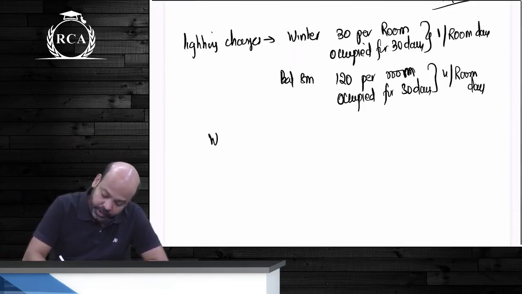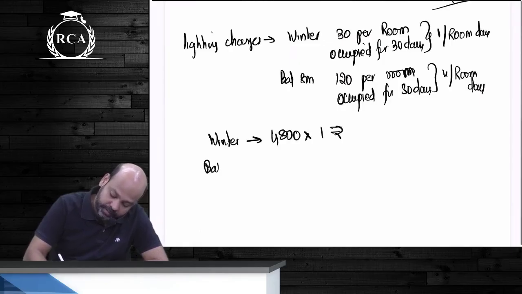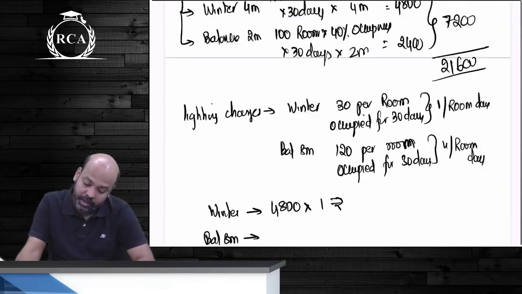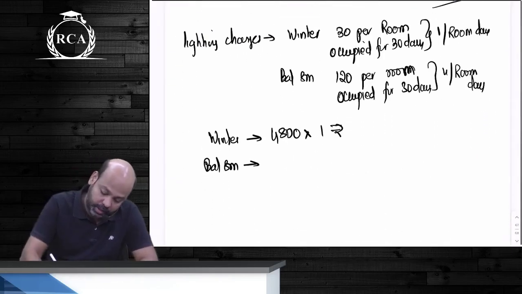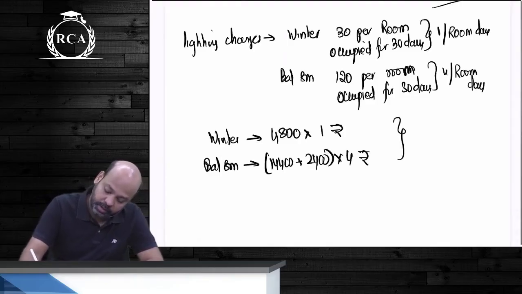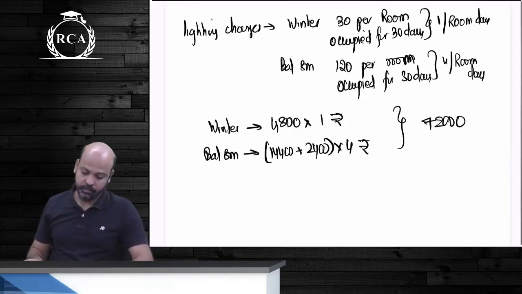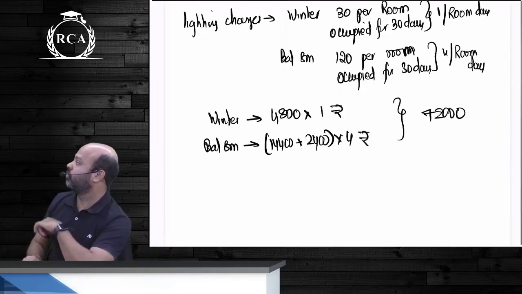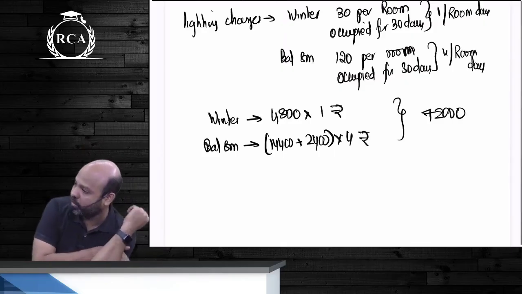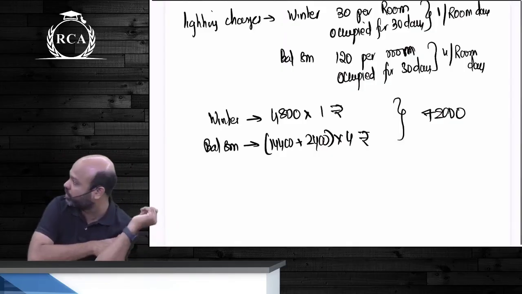So winter के बेटा 4,800 room days you will multiply by 1 rupee. Balance 8 months guys, कितना है बेटा वो ऊपर 14,400 and another 2,400 room days, I will multiply by how much beta? 4 rupees. Put together 72,000. This will be the amount of lighting charges guys. In winter it is 1 rupee per room per day guys. In the other remaining 8 months it is 4 rupees.